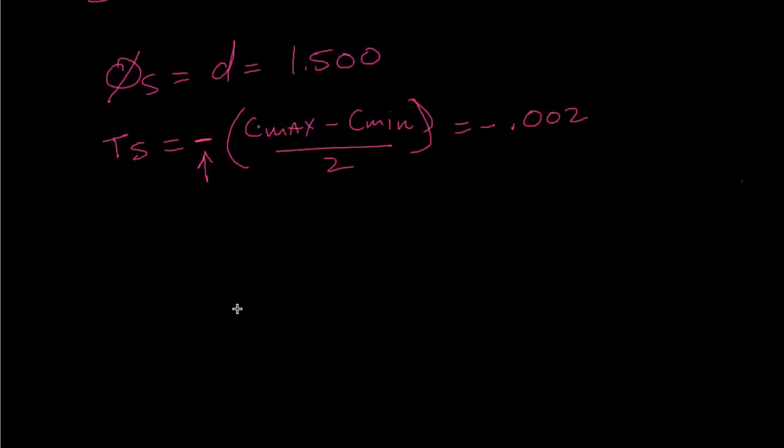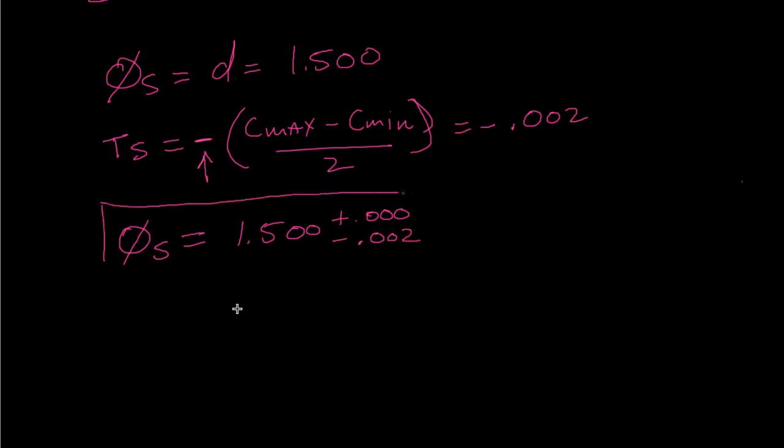Okay, and so once I have this figured out, I can write down the shaft diameter with the tolerance. Okay, and I'll put another box around that. Okay, so that is the shaft tolerance.